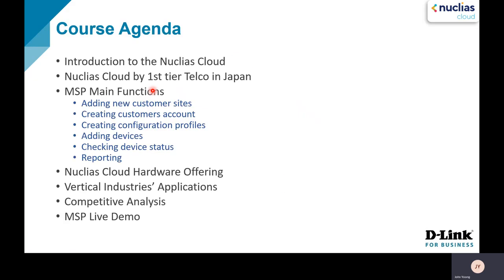Okay, for today's agenda, we have the introduction of Nuclias Cloud, followed by the success case in Japan. Then we have the MSP main functions: how to create a new customer site, creating the customer account, creating the AP and switch profile, adding the devices, checking the device status, and lastly, the reporting. Next is the Nuclias Cloud hardware offering on AP and switch, then the vertical industry applications, then the comparison with other brands, and lastly, the MSP live demo.